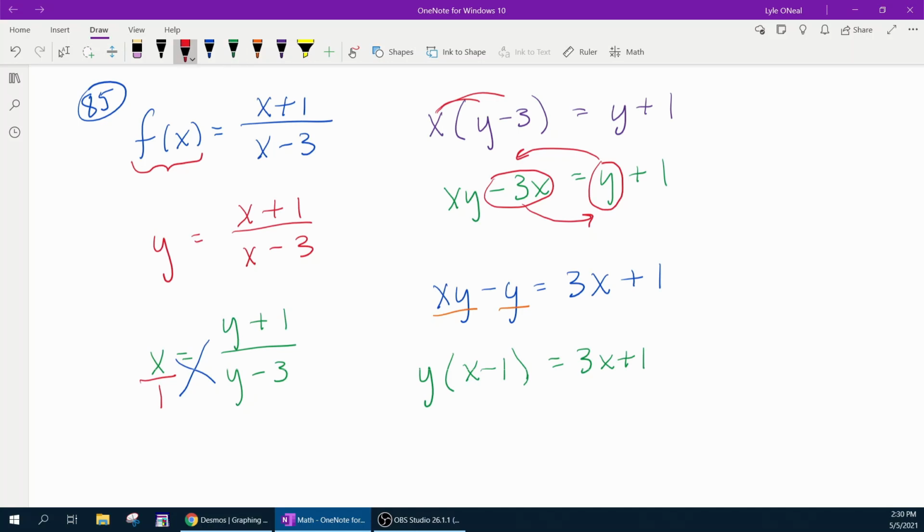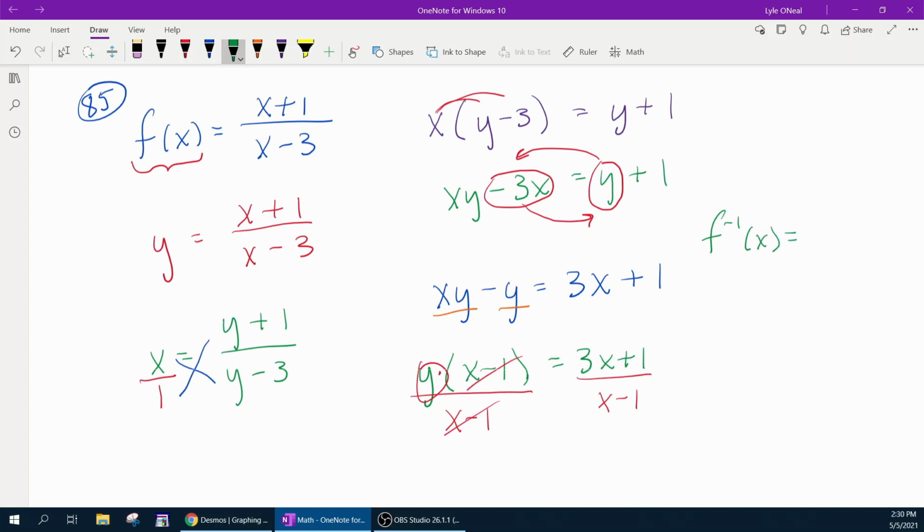And now I'm to the final step. In order to isolate the y, I'm going to divide by x minus 1. Those will cancel. That'll get my y by itself. And now I can use the inverse notation.